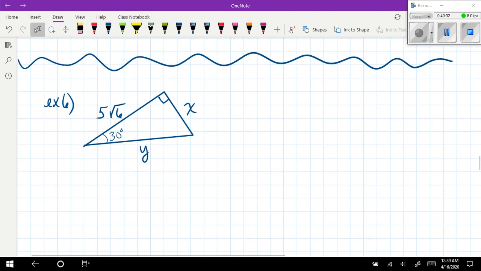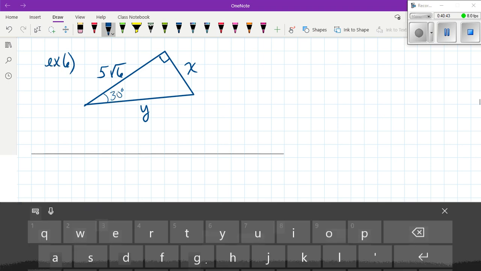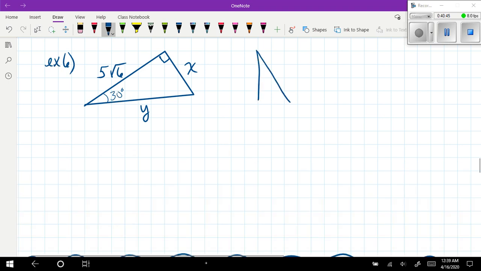Scroll down a little bit here. Example 6. Here we go. Let's see if we could probably do it without even drawing the other triangle. But let's go ahead and just draw that other triangle to drill it into our minds, okay? You can put the 30 and the 60. This is how I always draw my 30, 60, 90 triangle. And then I say 1, 2, root 3.